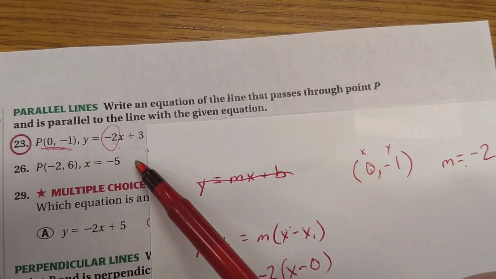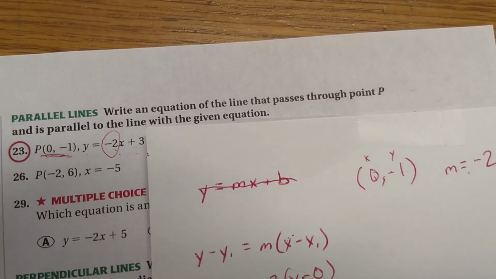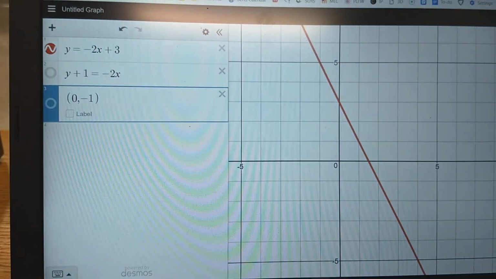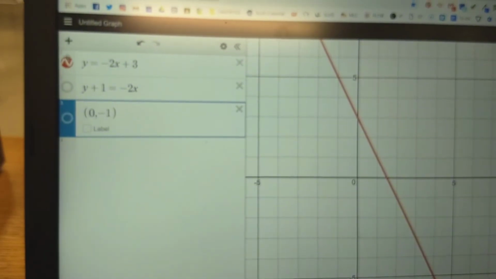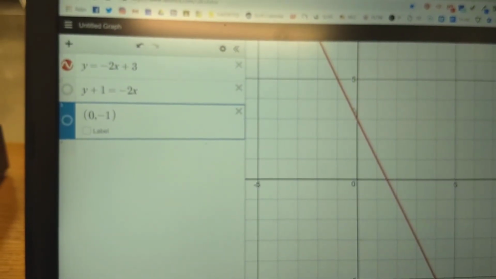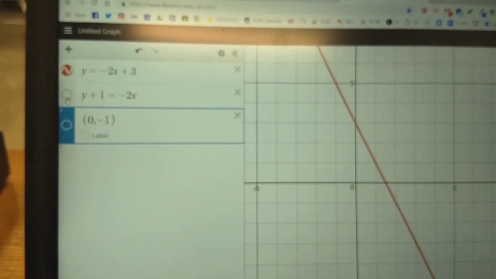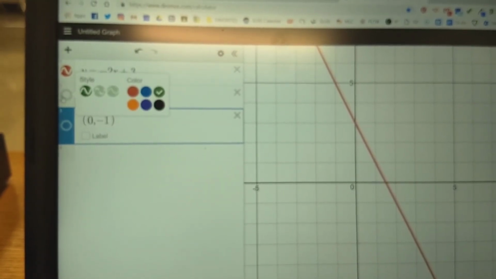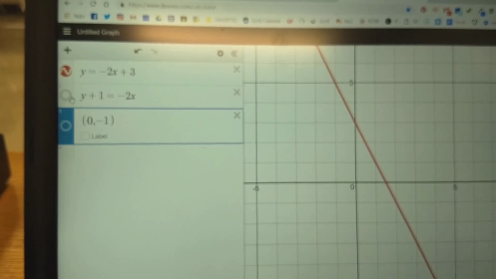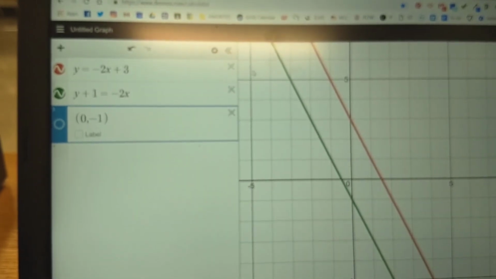So I'm going to graph the original line, y equals -2x plus 3. I did that on Desmos here. Okay, so that's the one highlighted in red. You can see it's a negative slope, -2. Here's the new equation that we just came up with. Oops, let's try that again. There it is. Hey, those lines look parallel.